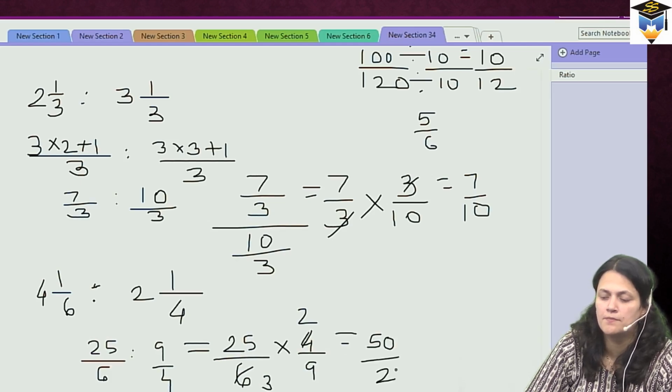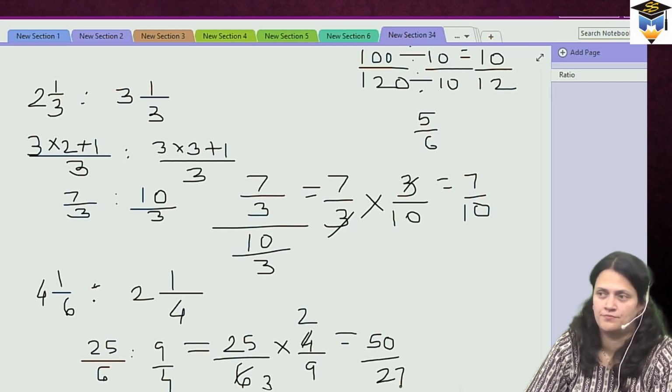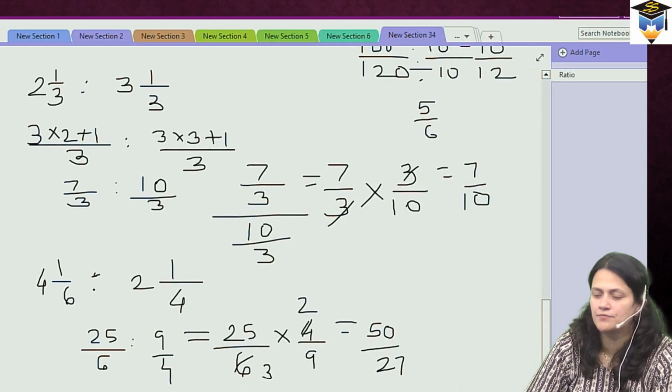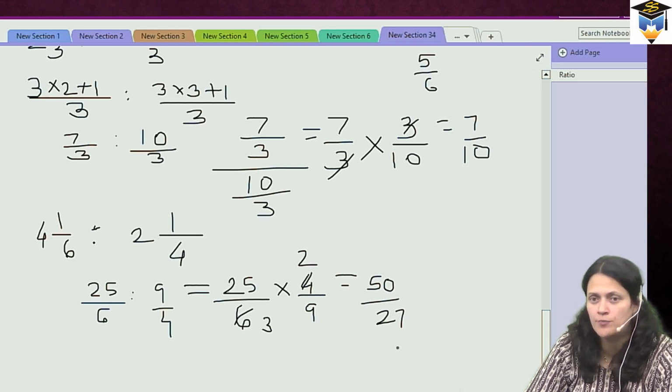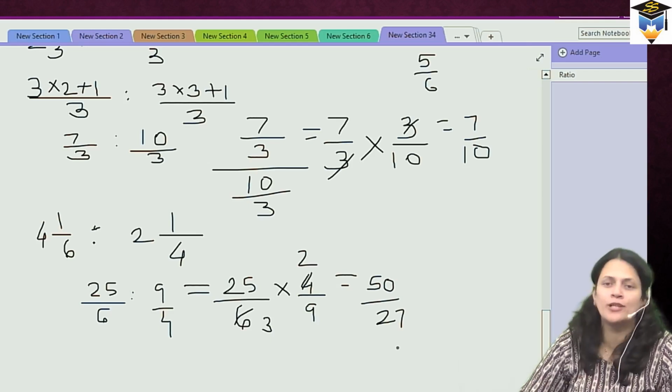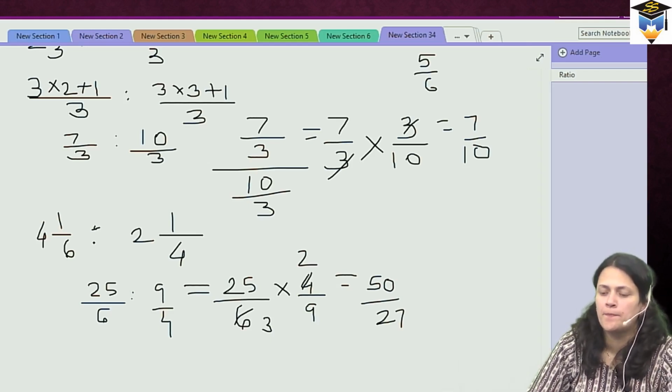Is this the answer? Correct? So now 50 is to 27. Can you convert this to the lowest form? Is it possible? No, this is going to be the lowest form. Okay.